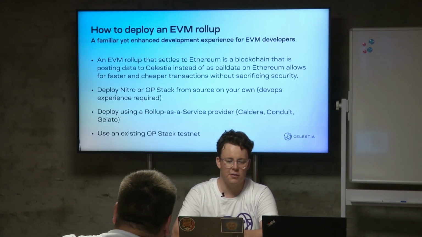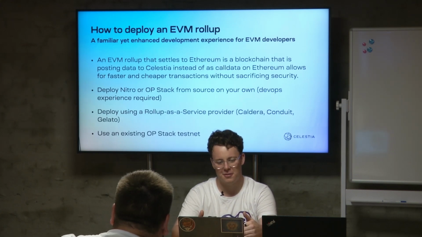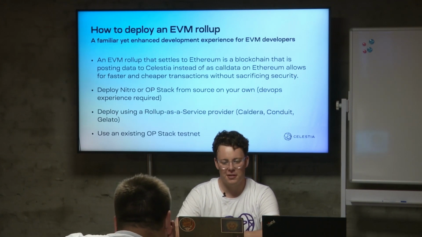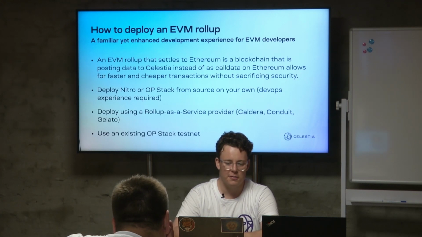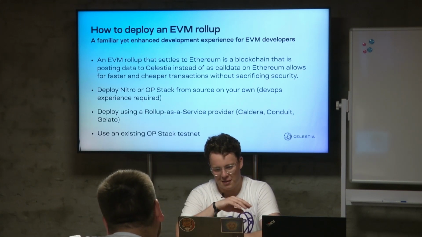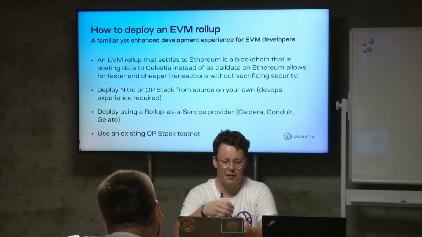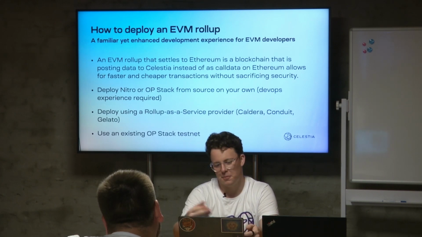So the ways to do this, you could deploy Nitro or OP Stack from source on your own. Note that there's definitely DevOps experience required here. Seriously, if you're not comfortable with it, I'd recommend going to the second option here, which is deploying using a rollup as a service provider, which is something that I would compare to the user experience of using OpenZeppelin to deploy a contract or ThirdWeb to deploy a contract on the web browser. I guess on that note, it's more like ThirdWeb, where you can just select your parameters and then deploy the contract. But in this case, you're going to be able to select your parameters and deploy a rollup.